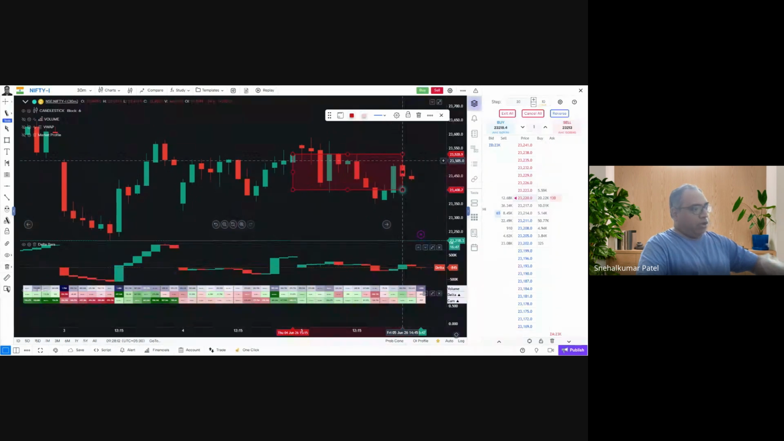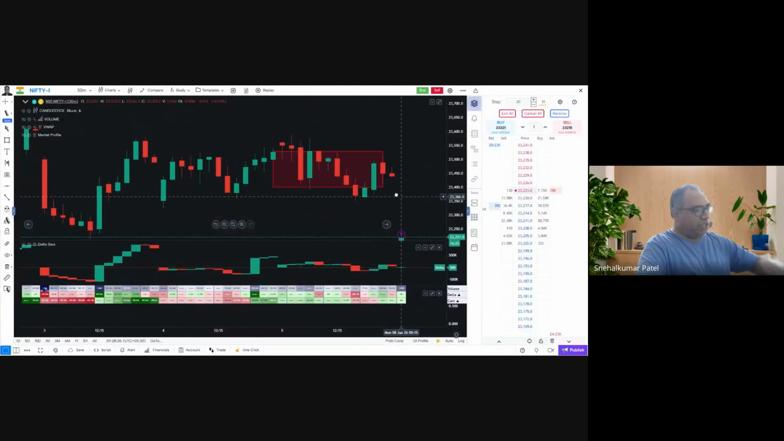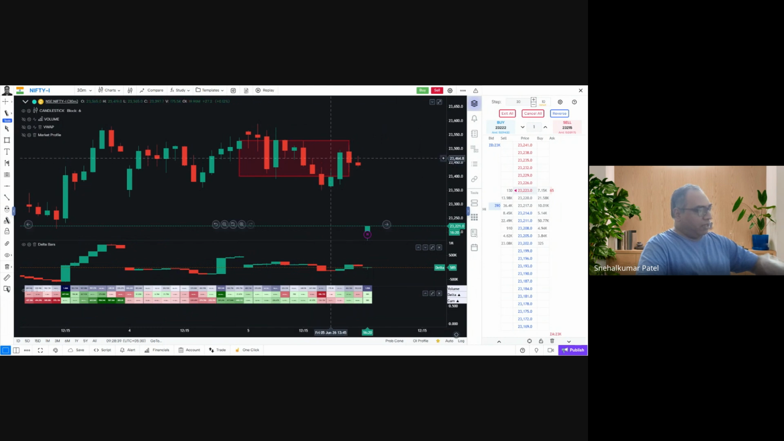Now, why do we call it a value area? Because there is an agreement between buyers and sellers that this is a fair price for a specific instrument, in this case, Nifty. They think that it should be within this range and shouldn't go beyond it. And why do they think so? Because buyers and sellers have an equilibrium at this price. That's why we can see that most of the time the market has spent within this area.